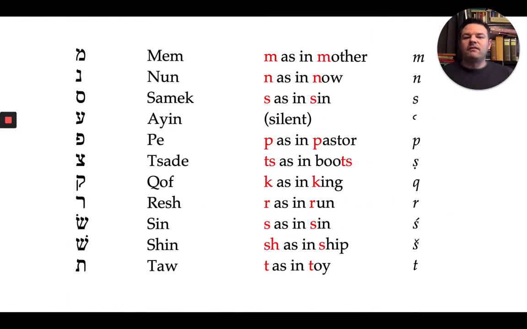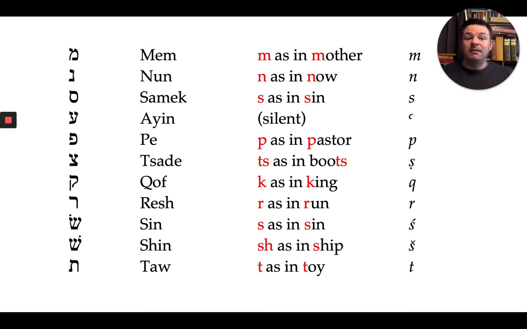The next part of the alphabet is Mem, which is the M sound. Mem. Noon, the N sound. And so this third column that you see is really just trying to give you like an M or an N sound like it would appear in an English word. Samech, which is an S sound. There's another S sound later.